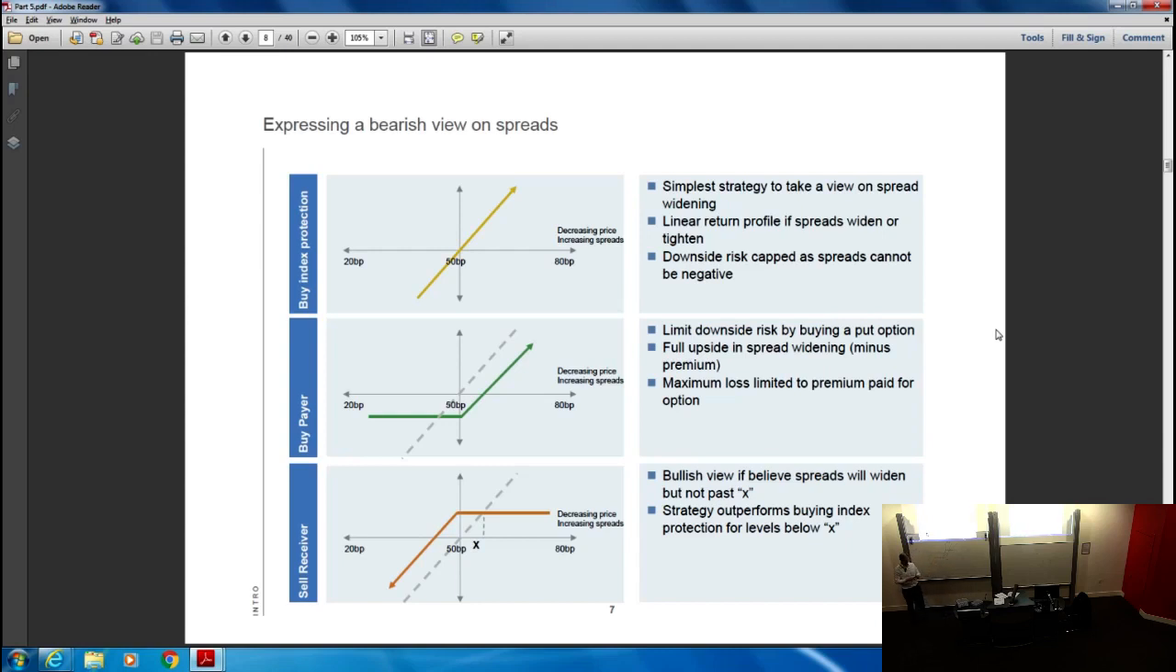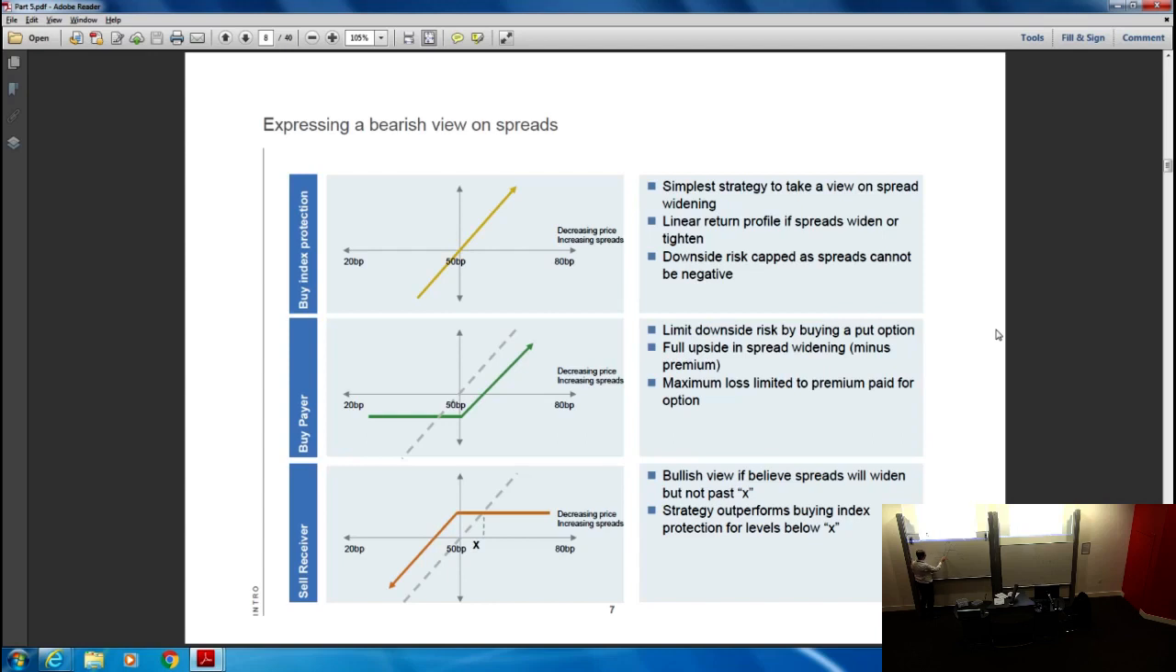Selling the payer over there. Selling the receiver, pardon me. Selling the receiver trade. So why over there? Because over here, you've sold the receiver. If spreads go a lot wider, you don't make as much as the index trade. And if spreads go a lot tighter, then you lose more than the index trade.